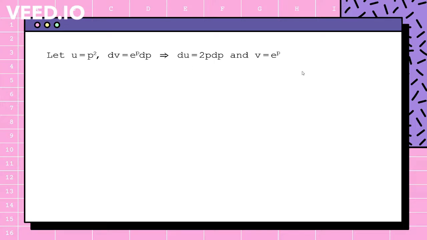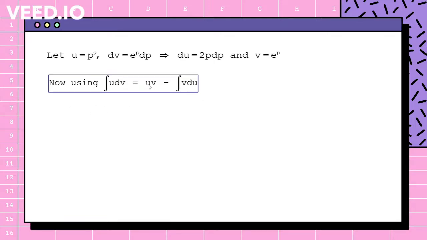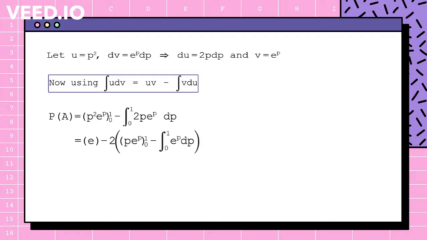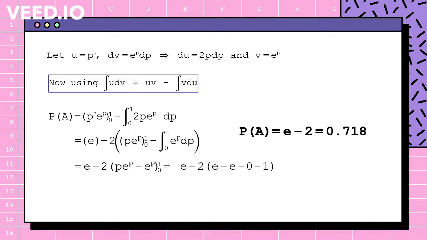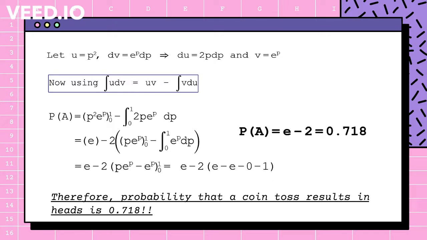Integration by parts is basically this formula: integral of u dv is equal to uv minus integral of v du. Now substituting the values of u and v, in the first term we substitute 1 minus substitute 0, minus the second term, where there is again an integration, and we apply integration by parts again. The first part is substituted to e, and the second part falls down to these two terms, and the second term is also an integration that can easily be calculated. By substituting all the values, in the final result we get that the probability of A is equal to e minus 2, which is equal to 0.718. Therefore the probability that a coin toss results in head is 0.718.